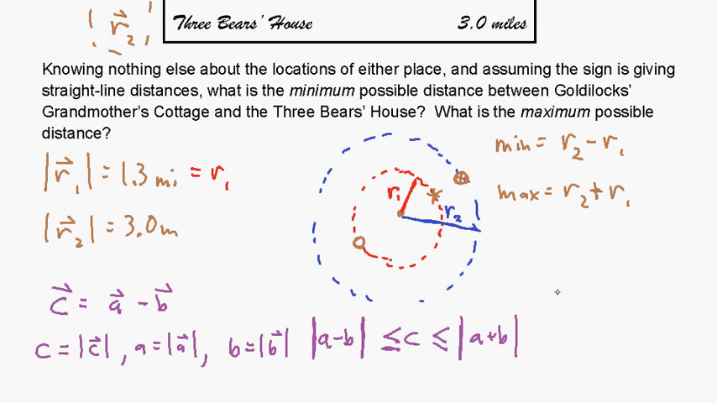To put it in more practical terms, if you're taking the difference between two vectors, and one has a magnitude of 1.3 and one has a magnitude of 3.0, then your minimum possible for this case is 1.7 miles, and your maximum possible is the sum of the two, which is 4.3 miles. And you can use that to check when you're doing problems like this, because it's a good quick intuitive check to see if your answer at least makes sense. And if it doesn't, then you have to go back and check something.